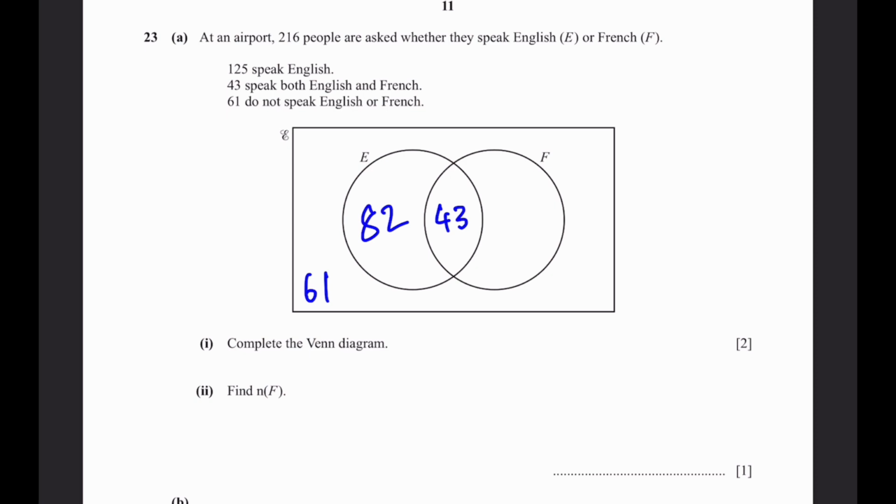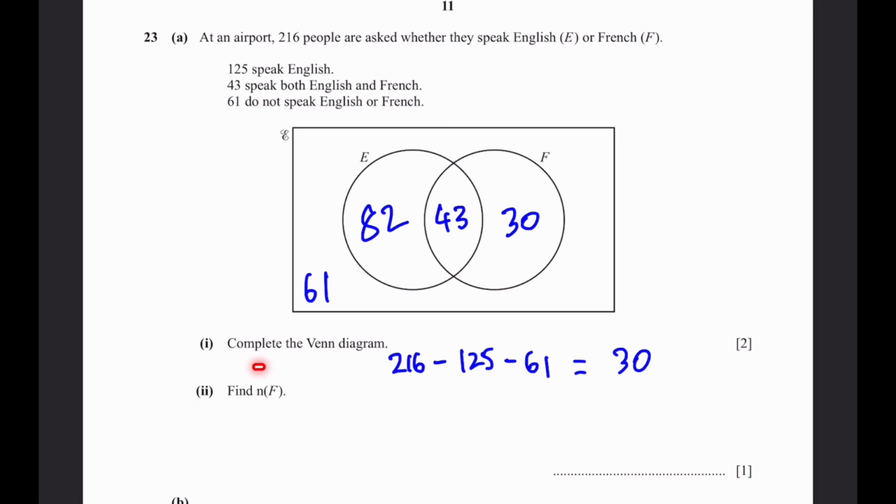And now the number of people who speak only French, which is the value that's supposed to be there, is just equal to 216 minus 125 minus 61. This 43 is not counted because we are seeing all the people who speak English, and that includes both English and French. And in this case, the answer is equal to 91 minus 61, which is equal to 30 people. So that's 30 for speaking French.